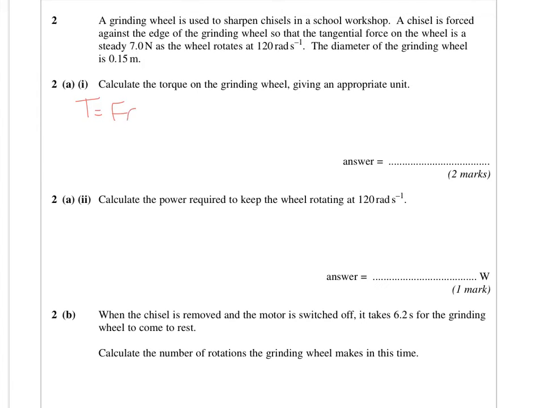So torque is force times the distance from its centre of rotation. So that's going to be 7.0 times 0.15 over 2. And so let's type that in. 7.0 times 0.15 divided by 2 gives you 0.525, or 0.53, rounded to the correct number of significant figures. And the unit of torque is going to be newton meters, because we're multiplying a force by a distance.